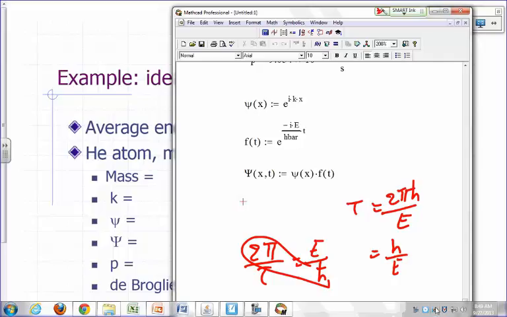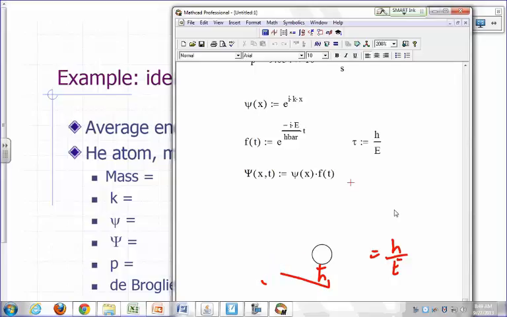And the reason I'm interested in a period of oscillation is I want to show an animation of this function over that period, okay? So I'm going to define the period of the oscillation. Tau is h over E, right? So what is tau?